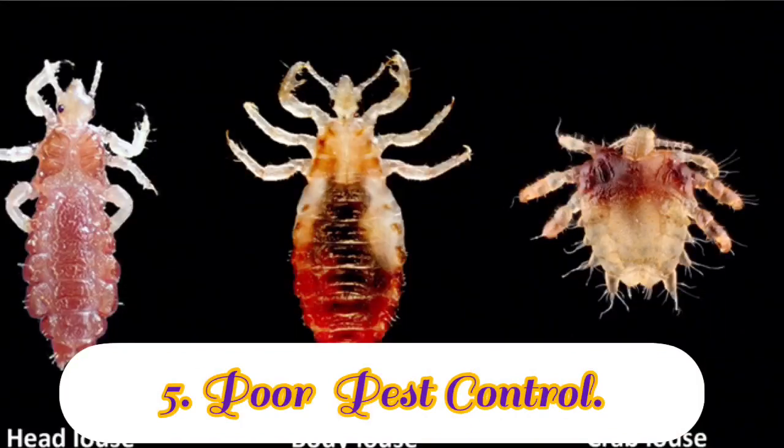The next point is poor pest control or management. Once you're using the litter material or the bedding material, you are likely to have some form of infestation by lice or mites. And so there's the need to make sure that you have arrangements put in place to control the infestation of pests.